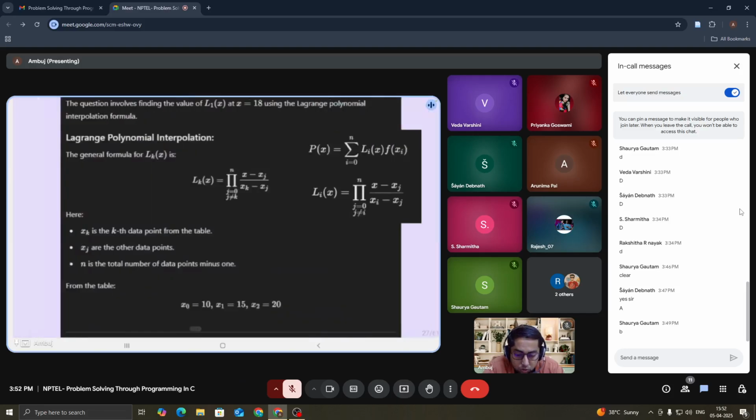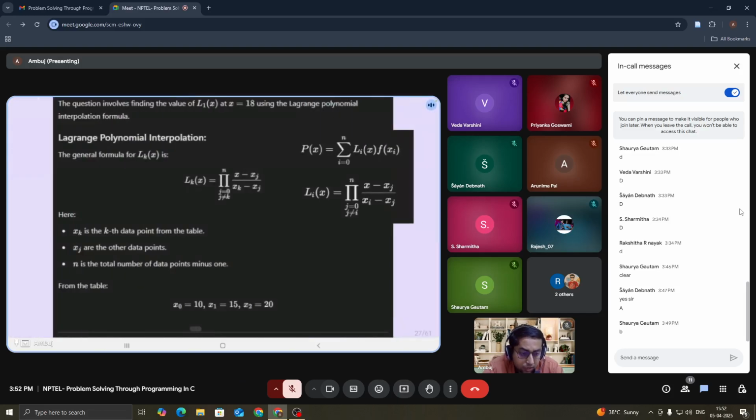I already told you, you just have to remember two particular expressions when it comes to Lagrange polynomial interpolation. One is P(x) equal to summation i equal to 0 to n of Li(x) f of xi, and the other expression is Li(x) equal to product over j equal to 0 to n of (x minus xj) over (xi minus xj). These are the only two terms you have to remember.